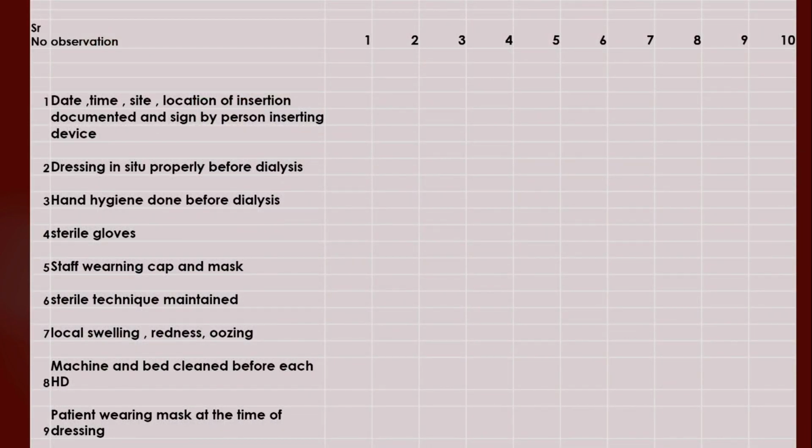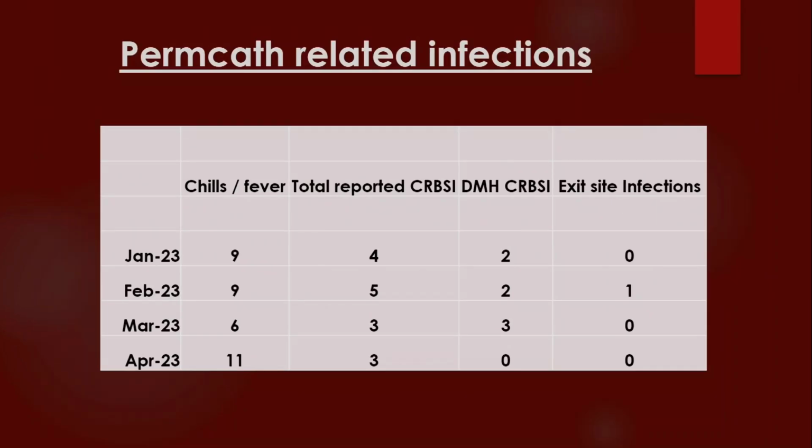This was a simple chart. The observer was just observing and checking whether, at the time of this particular connection, the staff followed all these steps or not. Just yes or no, simple. You can devise your own, not a problem, and then review that. Provide feedback, because that's very important.